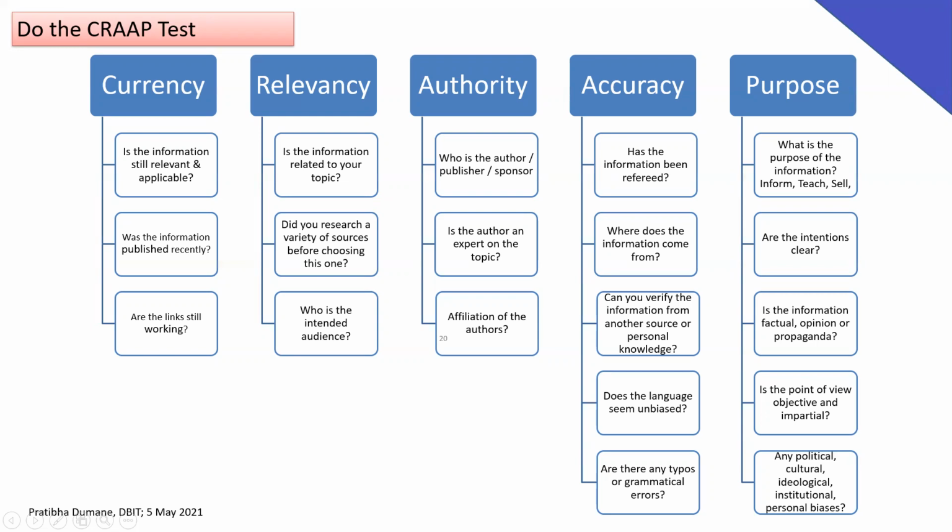And finally, the purpose. Purpose relates to the reason the information exists, whether it is for information, an argument, for teaching, selling, entertaining, or persuading. Is the purpose clear and the point of view impartial, or are there any biases? Is the information fact, opinion, or propaganda? So it's important to do this CRAP test when you are deciding on any of the papers that you will be referring to.